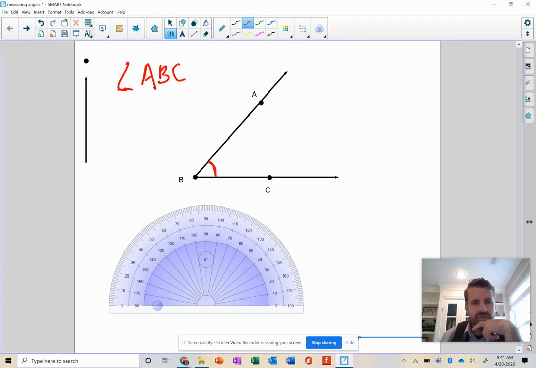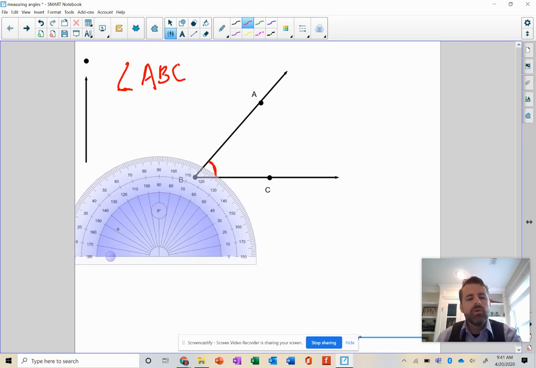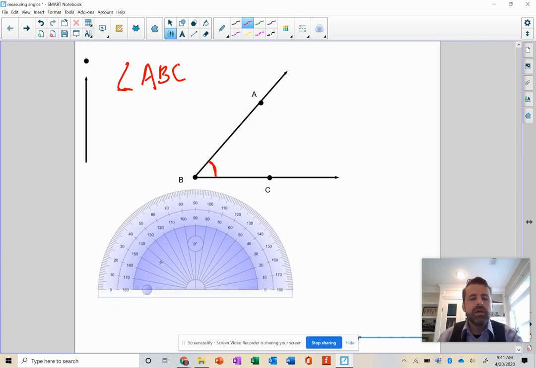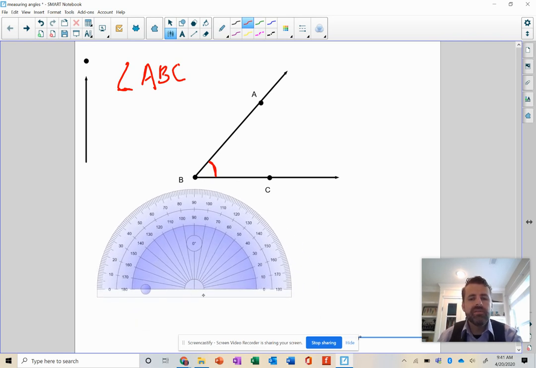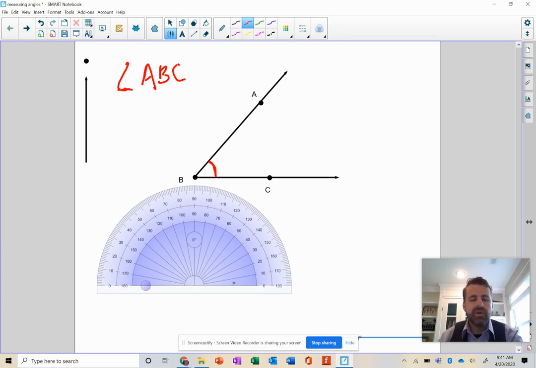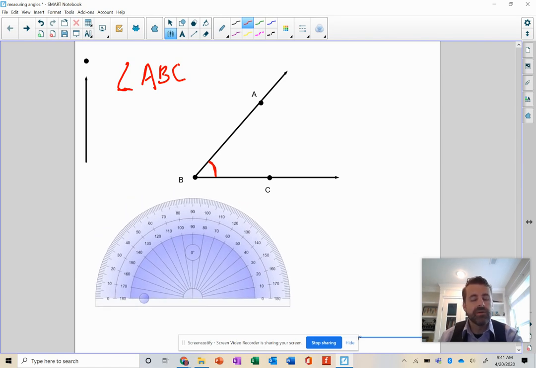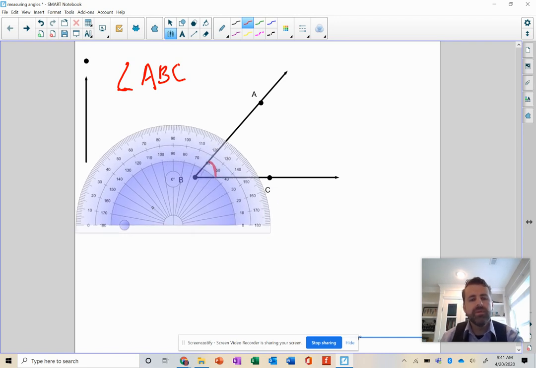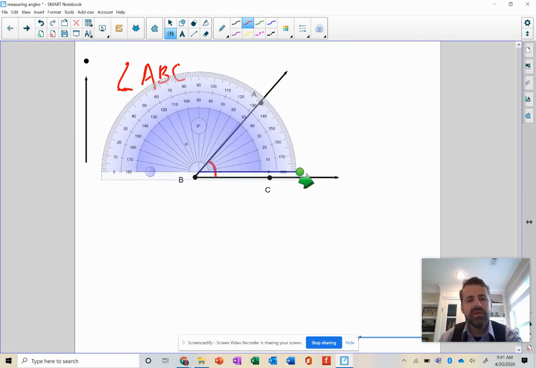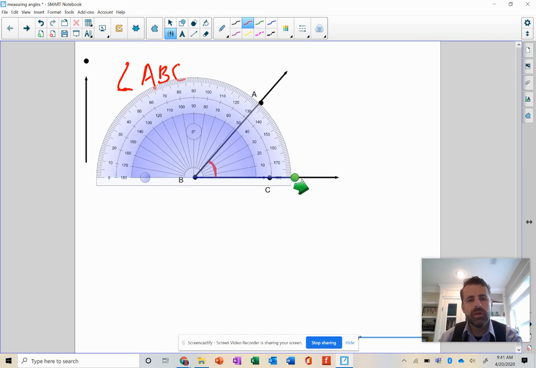And so the way to do it is fairly simple. You're going to take your protractor and take this part down here, right where it's in the middle of the semicircle, and place that over the vertex. Now, the vertex is the point that is inside that angle. So in this case, point B here is our vertex. And so I'm going to move the protractor so that that spot lines up with point B.